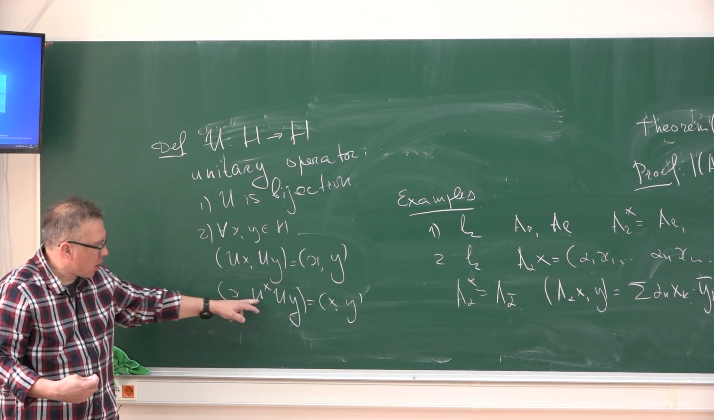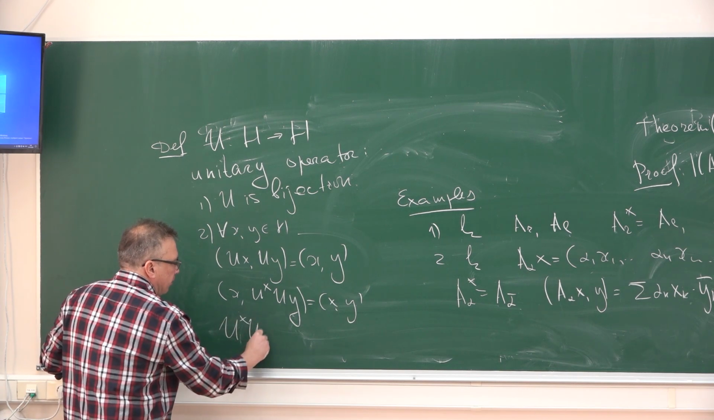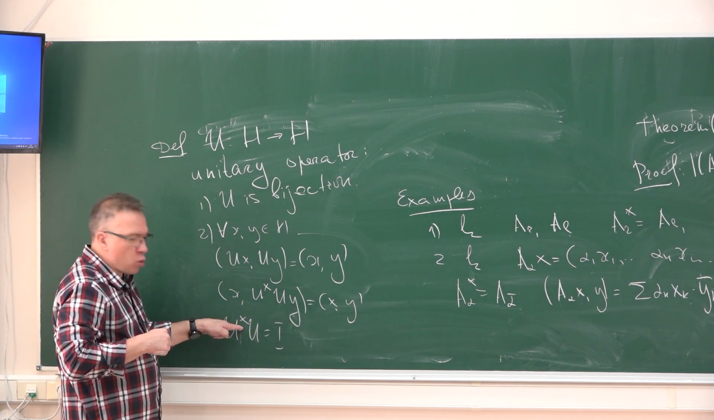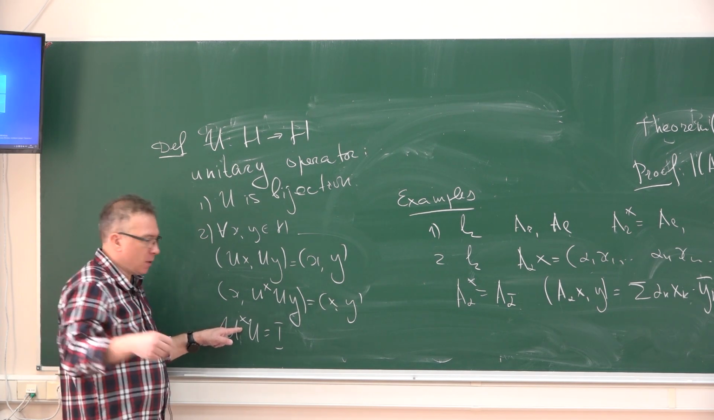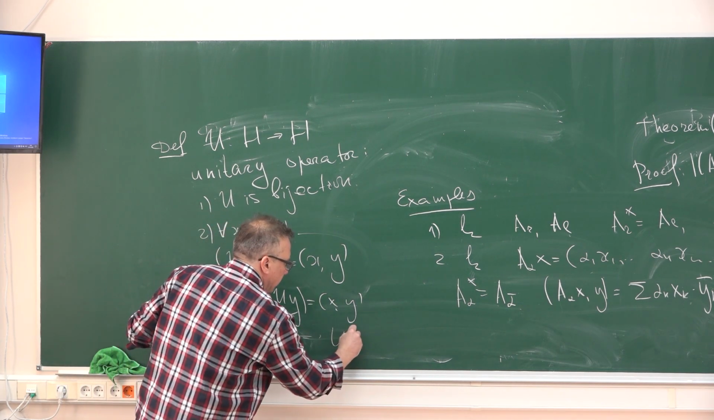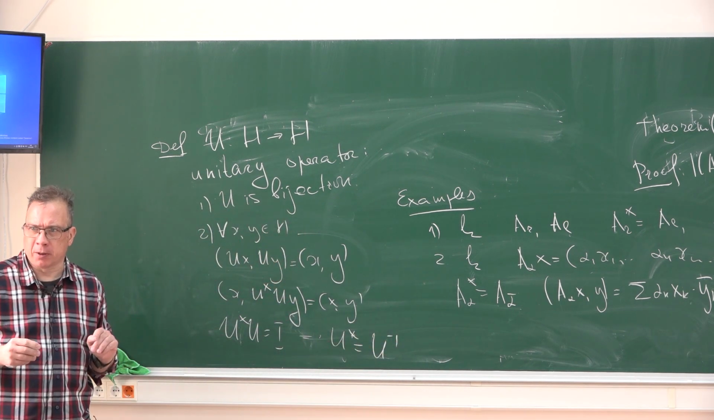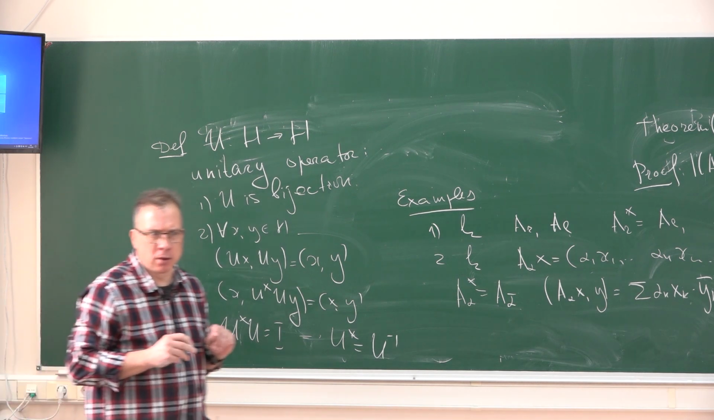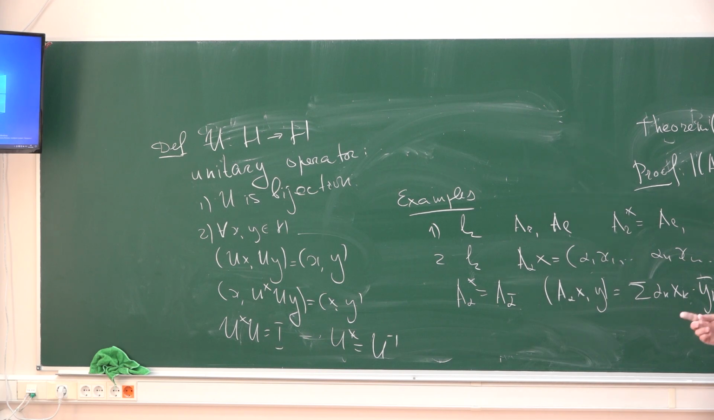So what can you say about this? It is identity, yes? It means that the adjoint operator coincides with the inverse operator. It is an equivalent definition of unitary operator. From this, you easily obtain the answer for multiplications.